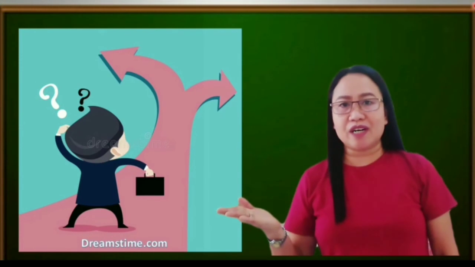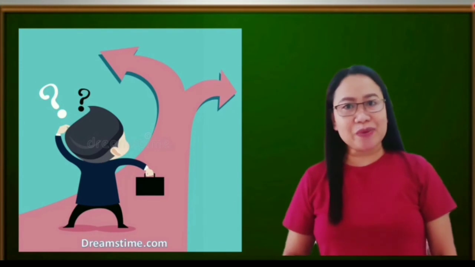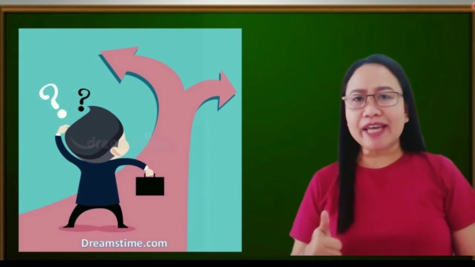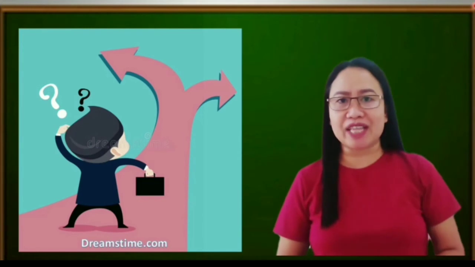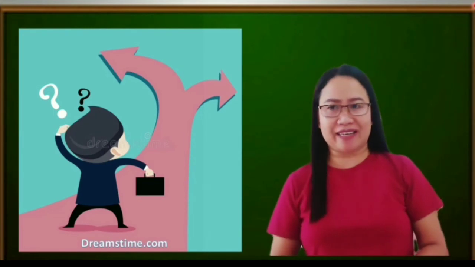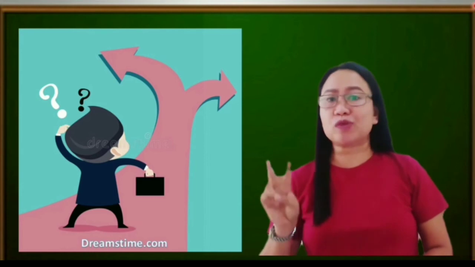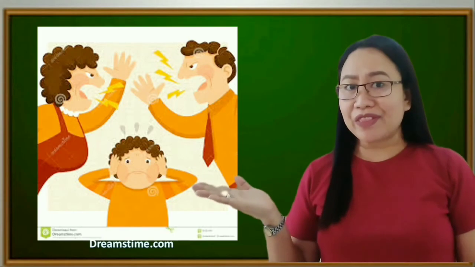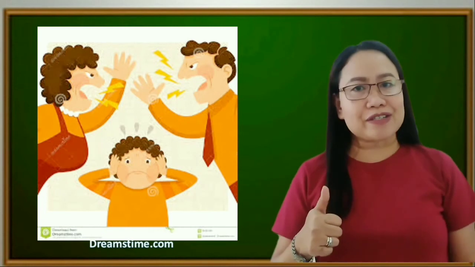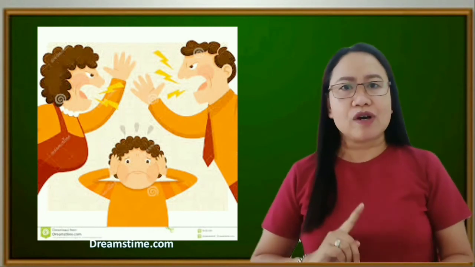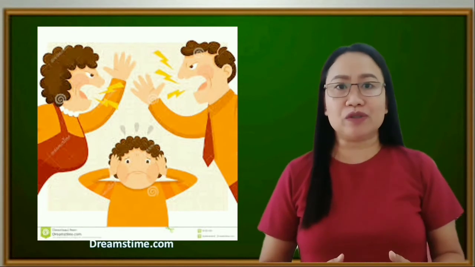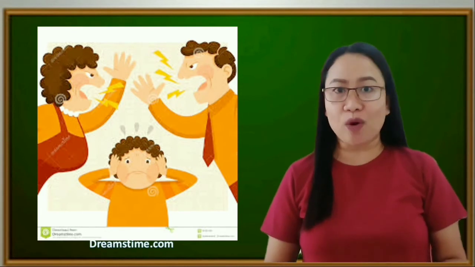Look at the picture. What is the character doing? Or what can you say about him? Yes, he's quite confused on the direction that he is going to take. He needs to choose between the two, so he has to make a decision. What about this? Yes, the child is confused, or the child doesn't know how he is going to stop his parents arguing or fighting.